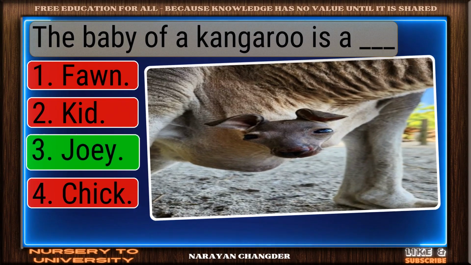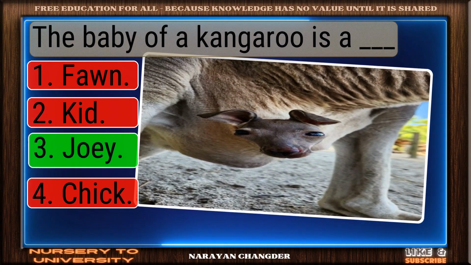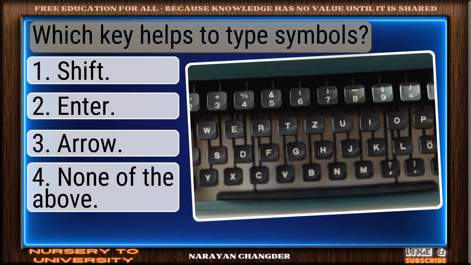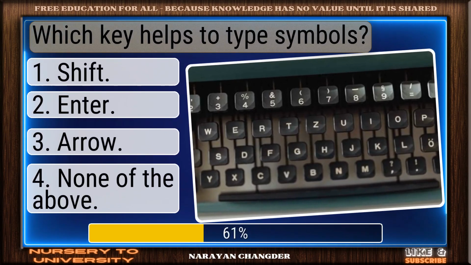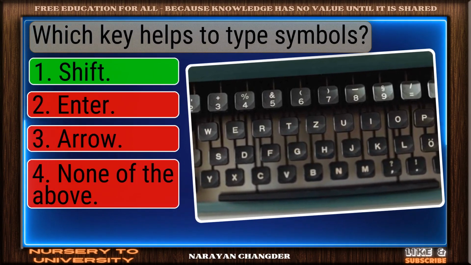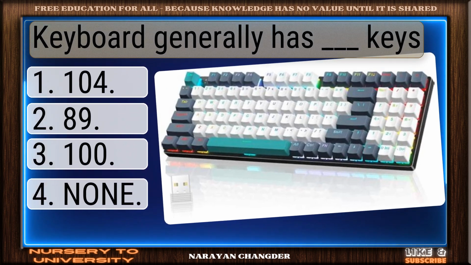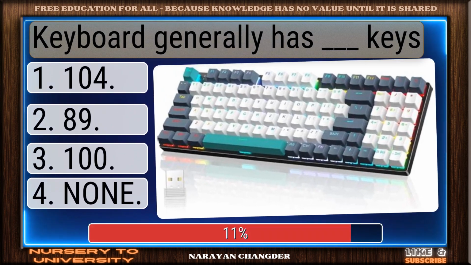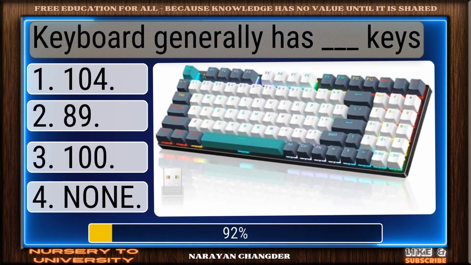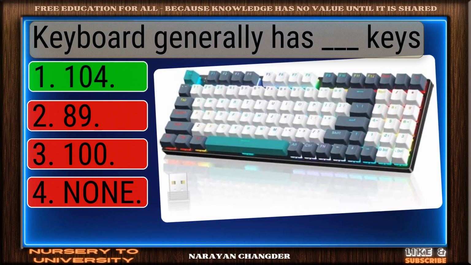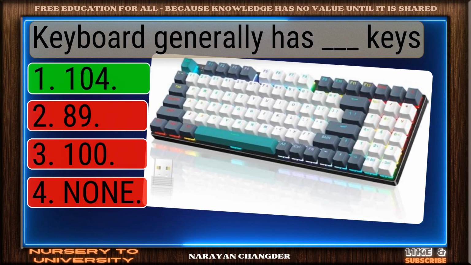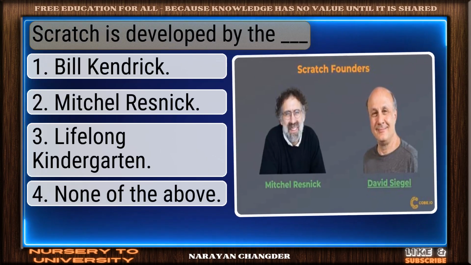Good job. Your answer, Joey, works well here. Which key helps to type symbols? On track. Shift is the correct answer. Keyboard generally has dash keys. Clear logic. Your choice 104 is sound and 100% true.